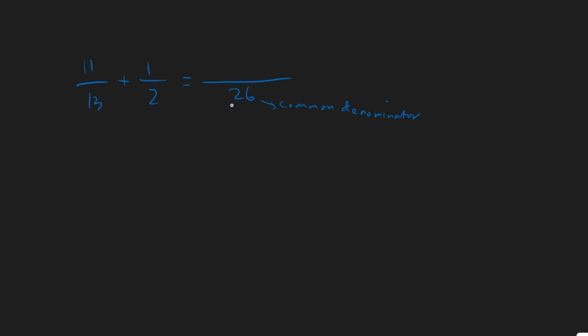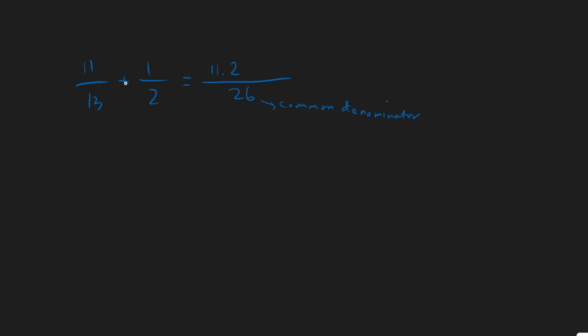Okay, and since this is common, we ask ourselves, what did we multiply 13 by to get 26? Since you have two fractions here, you say, I multiply by 2. Whatever you do with the denominator, you do the same on top. So if you multiply this by 2 to get 26, you should multiply 11 by 2 as well on top. So this is 11 times 2. That's what I did for the first fraction.